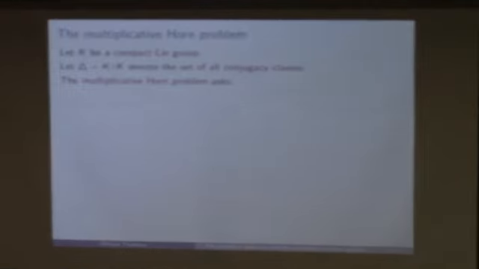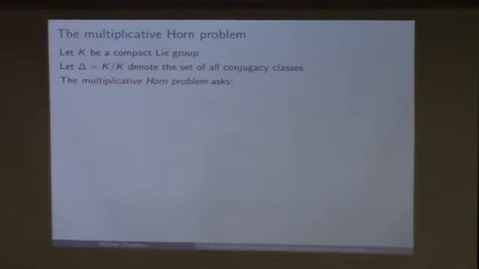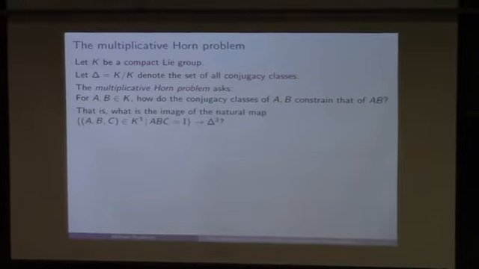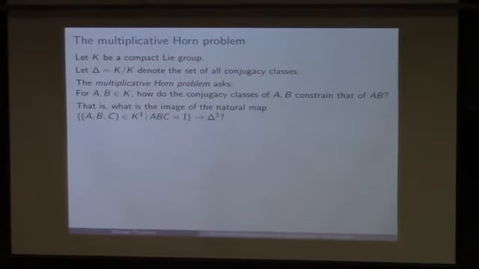What the multiplicative Horn problem asks is, what constraints do the eigenvalues of two unitary matrices place on the eigenvalues of their product? So how do the conjugacy classes of A and B constrain the conjugacy class of AB? And I can think of it as saying, well, consider the set of triples. If I let C be the inverse of AB, consider the set of triples A, B, C, where A times B times C equals I.